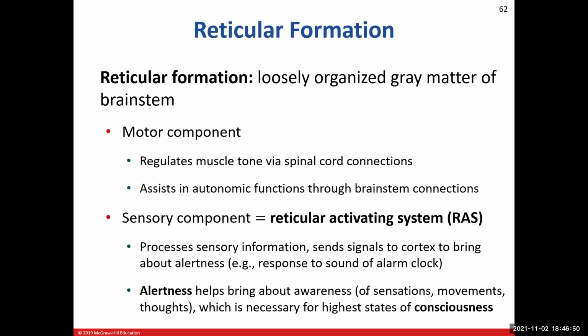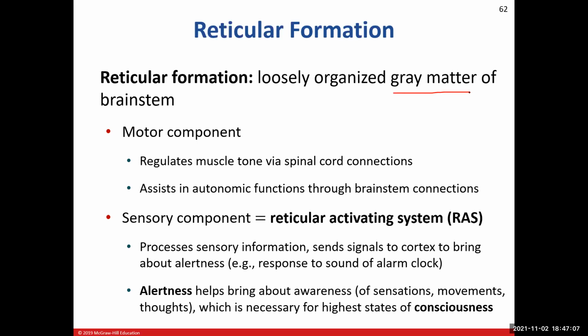All right, on to the reticular formation. I told you we'd be talking about this later on. When we were going over the brainstem, we saw that in parts of the brainstem we had this gray matter, and I told you I would talk about this in a little bit.